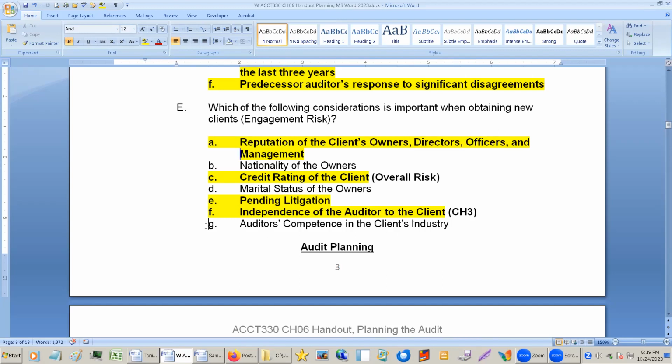Auditor's competence in the client's industry. Yes, it's a consideration. Now, it doesn't mean that if you don't have competence in the industry, if you believe you can obtain that competence, whether it's hiring people or doing research or whatever you need to do to get to that level, you can still take the audit. And I think I mentioned before, it'd be ridiculous to become an expert in auditing a mining operation if you didn't have any clients that actually did mining. Why would you know how to do that on the off chance that you get a mining client?